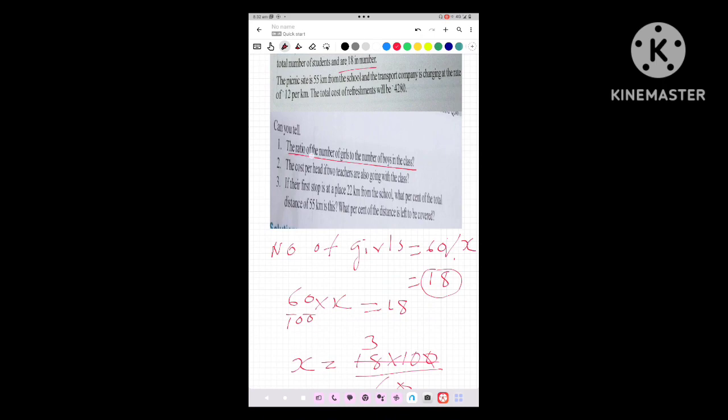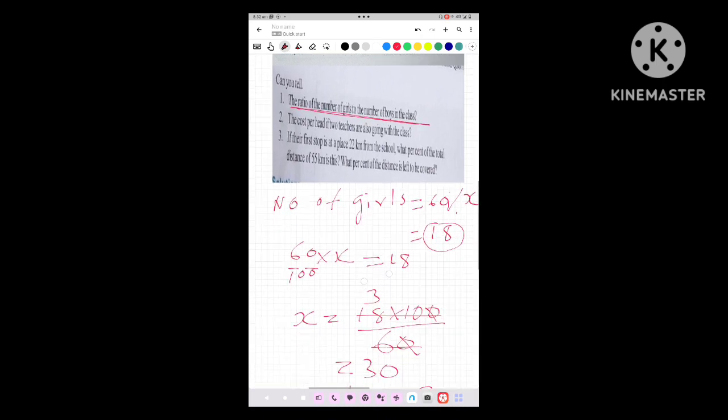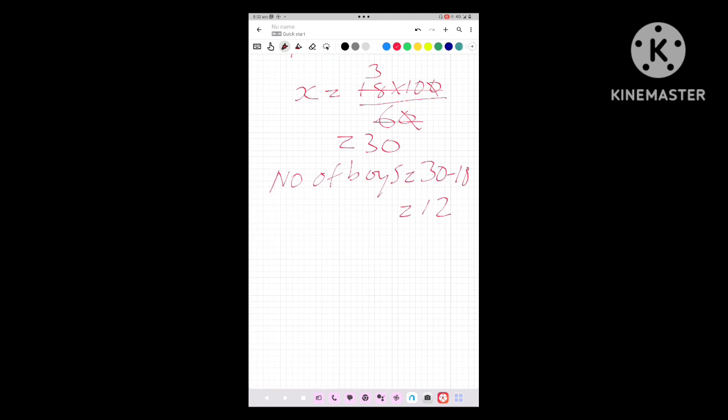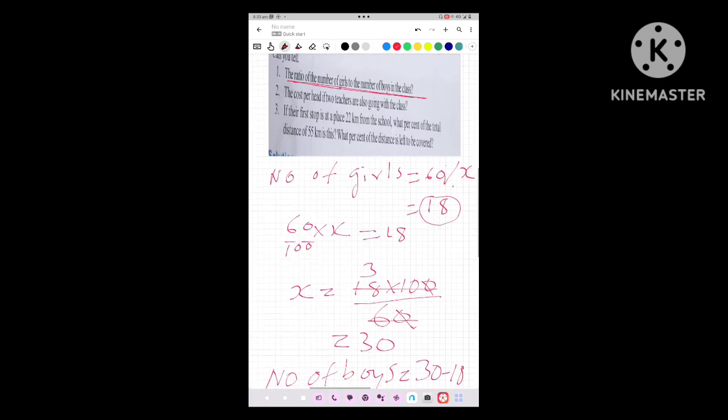And what is the question? The ratio of the number of girls to the number of boys. We know that the number of girls is 18. So 18 is to 12. Let us cancel it by 6. 6 3s are 18, 6 2s are 12. So what's the ratio of girls to boys? We get 3:2. Okay, let us go to the second part of the question.